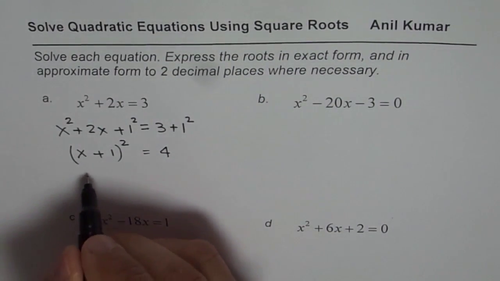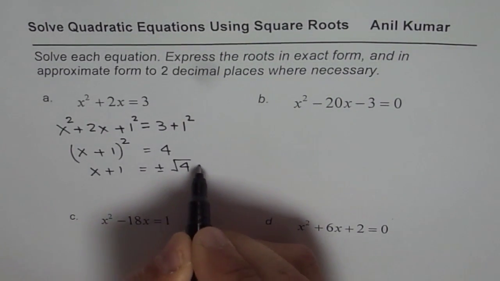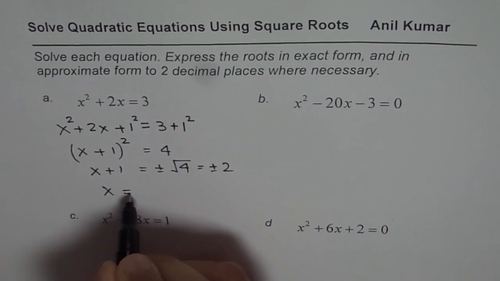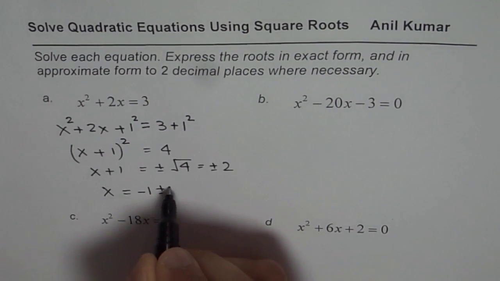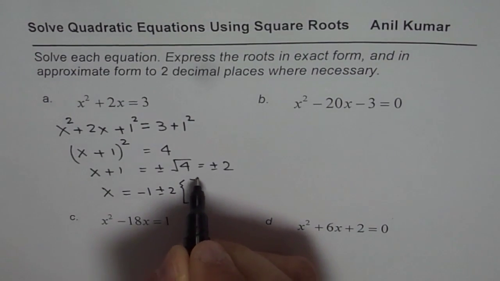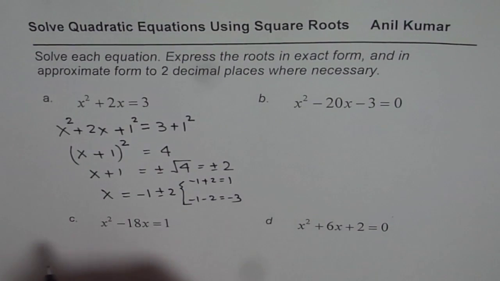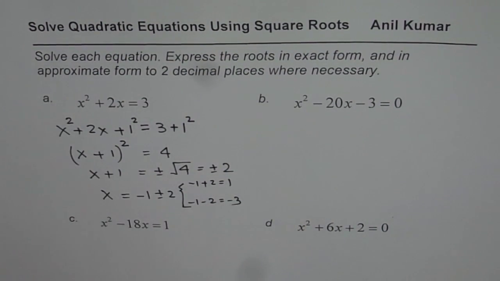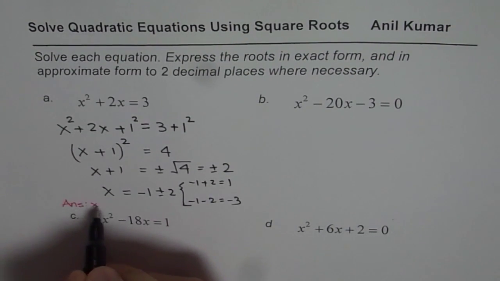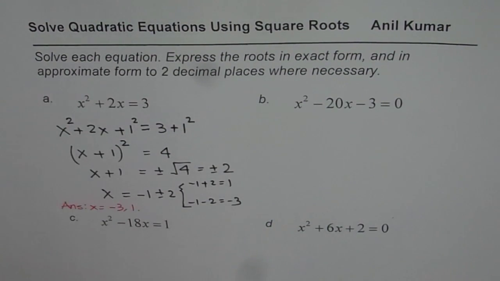Now we will take the square root. So we get x plus 1 equals plus or minus the square root of 4, which is indeed plus or minus 2. Now we get two solutions for this equation: x equals minus 1 plus or minus 2. If I use the plus sign, minus 1 plus 2 gives me 1; minus 1 minus 2 gives me minus 3. So these are my two solutions for the equation. I can write my answer as x equals minus 3 and 1. You can check whether it works or not.